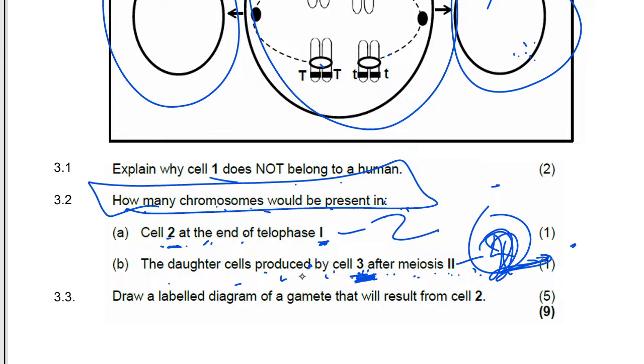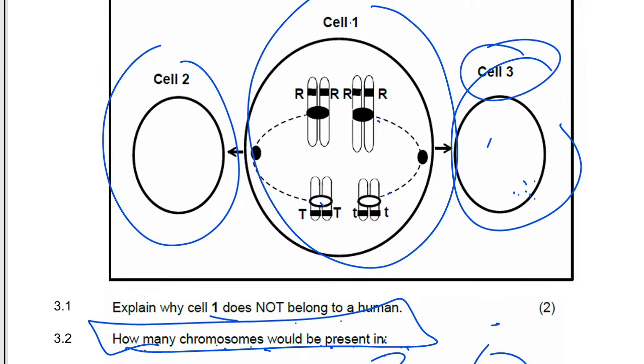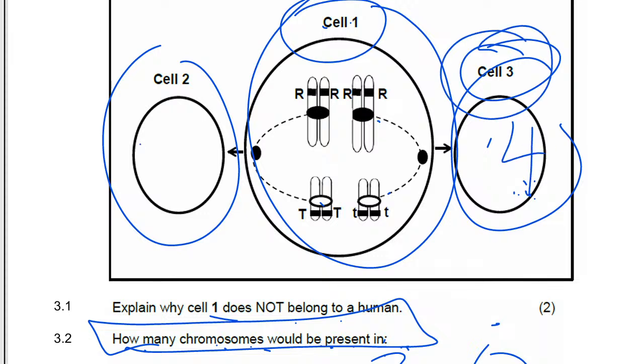At the end of meiosis 2, yes, but they're saying produced by cell 3. The end of meiosis 2 is telophase. Yes, it's always 4 if they're talking about cell 1. If this one produces 4, what about this? You see? This one produces 2, and this one also produces 2. So when I add them, they form 4.